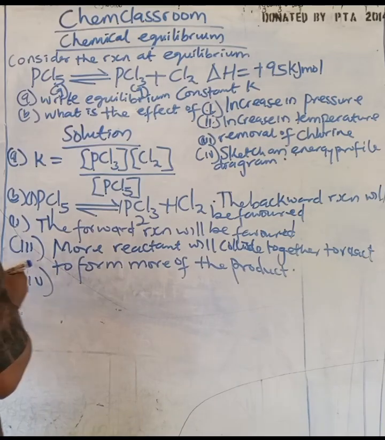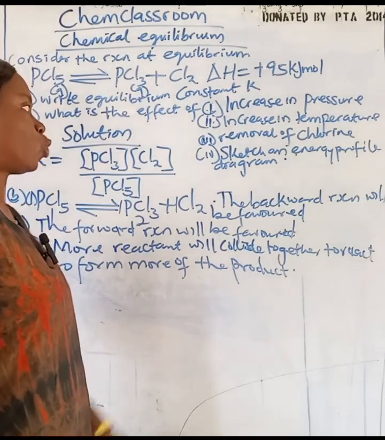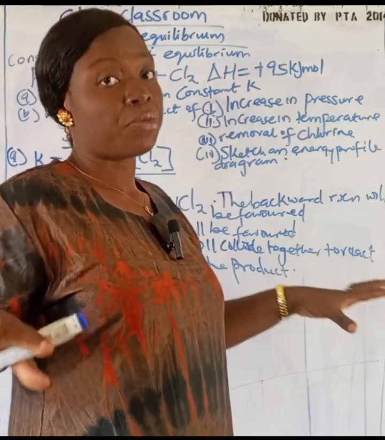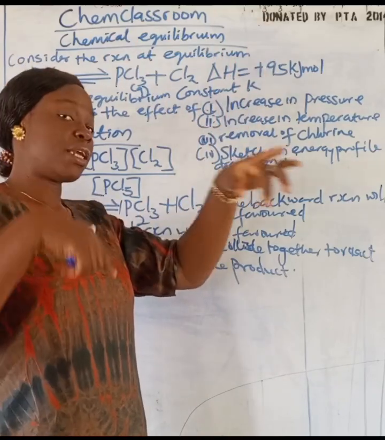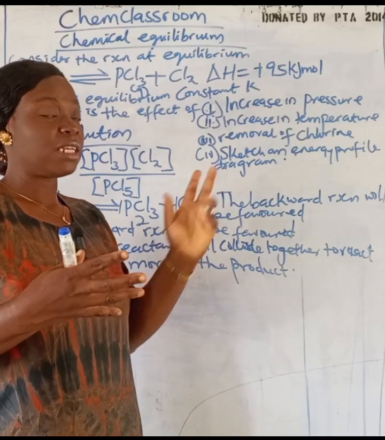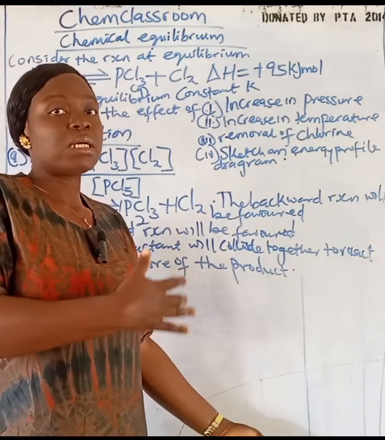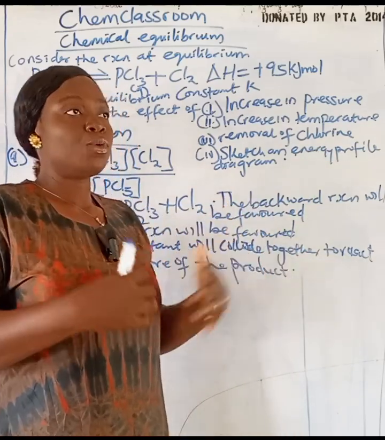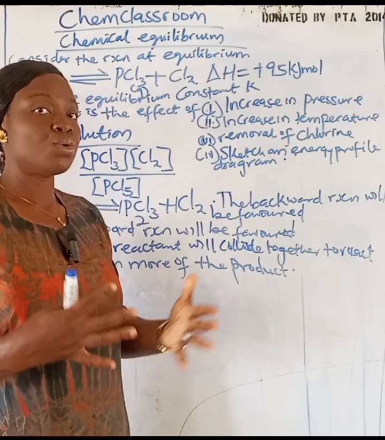So the last one says sketch an energy profile diagram. We don't have the space on the board, but I will explain what you're expected to do. You are expected to draw the diagram for an endothermic reaction. In an endothermic reaction, you show the activation complex, the activation energy, the product side and the reactant side. But there's a difference between endothermic and exothermic reactions in the diagram. For endothermic reaction, the product is higher than the reactant, while in exothermic, the reactant is higher than the product in the diagram. So you can easily find any chemistry textbook and see the difference between the two diagrams.